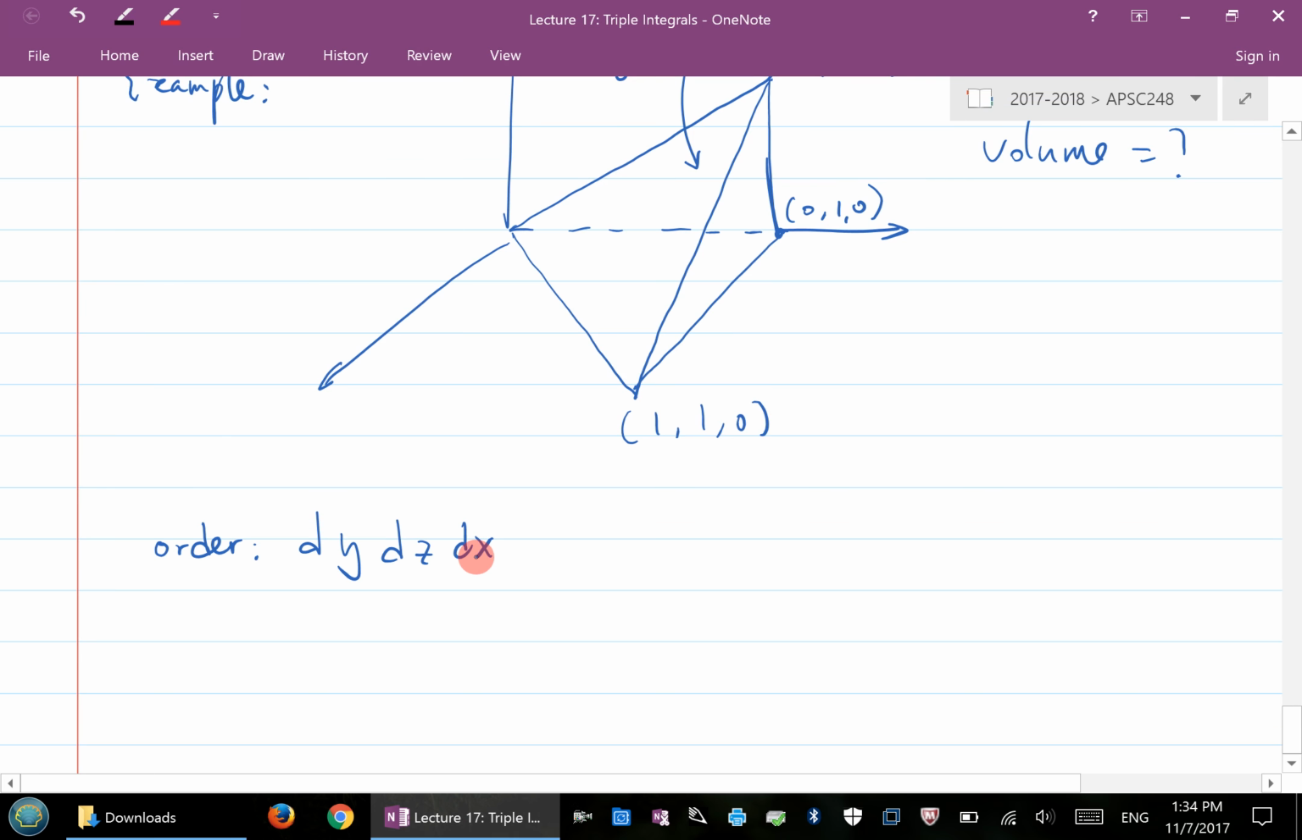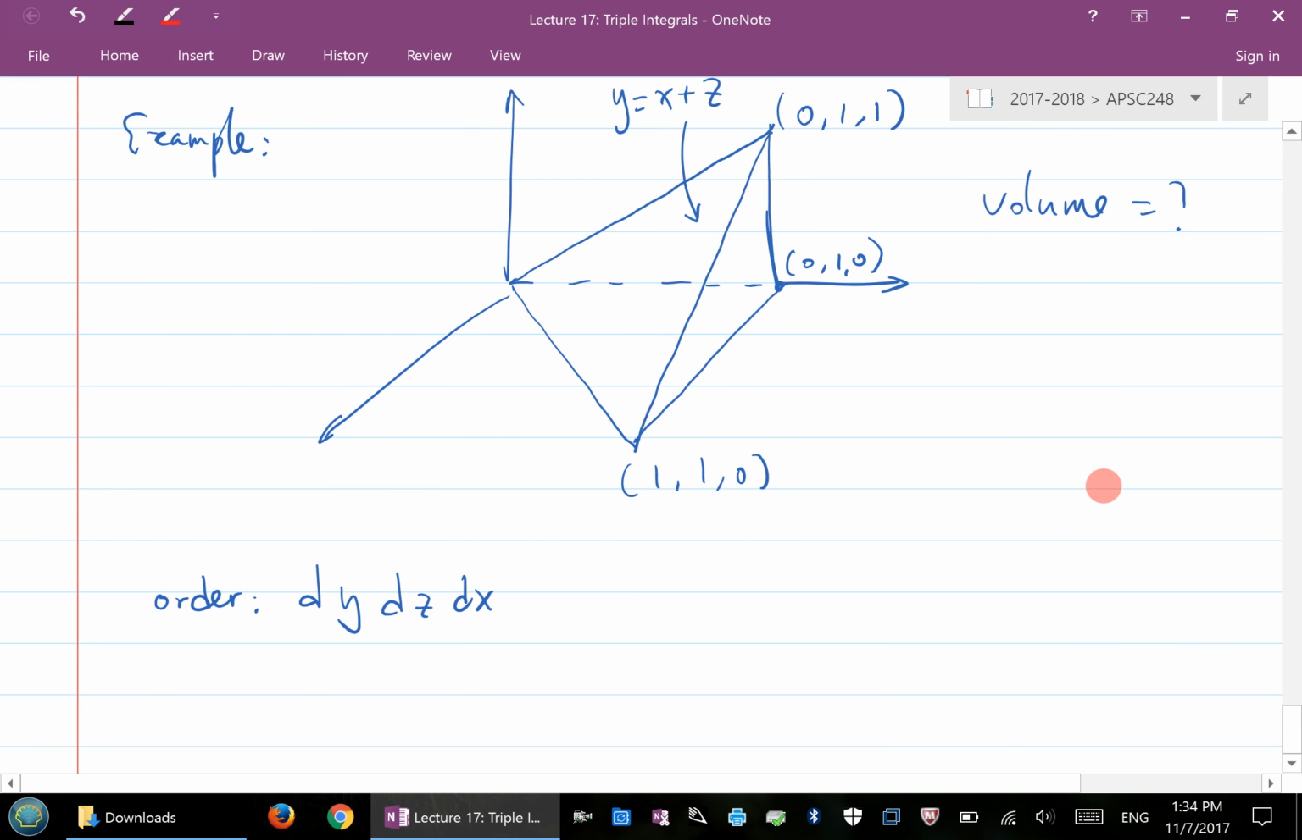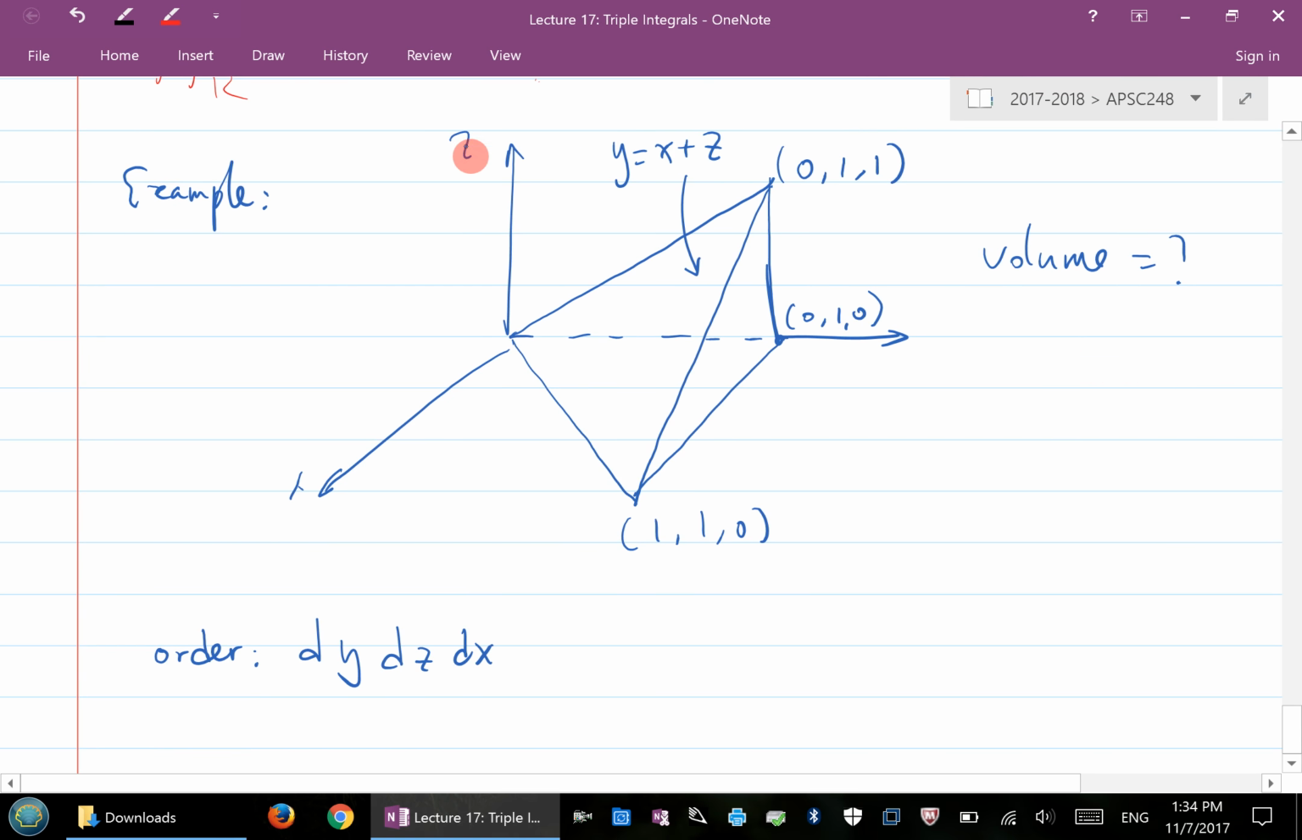So region D is sketched for you already. If your order is selected to be dy, dz, dx, the next step, what do you need to do? According to what I just described, you need to sketch the shadow, right? But this shadow is in which plane? In the zx plane or xz plane. So this is your x, this is your z, this is your y. So project this whole region, the solid, into the xz plane.